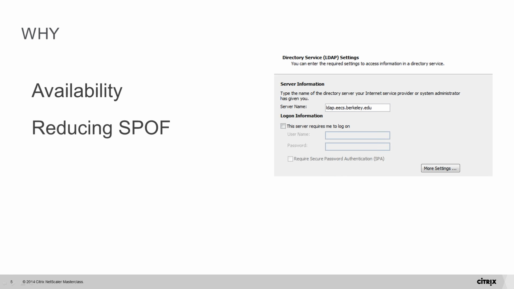So availability is the first thing. Secondly, reducing a single point of failure. This is something for anyone who's deploying solutions, consultants, anyone who's architecting, building environments. Wherever you type in an IP address or fully qualified domain name into a box somewhere during a deployment, you need to ask yourself, what happens if that system goes down? Will this deployment break? Will there still be some sort of functionality?